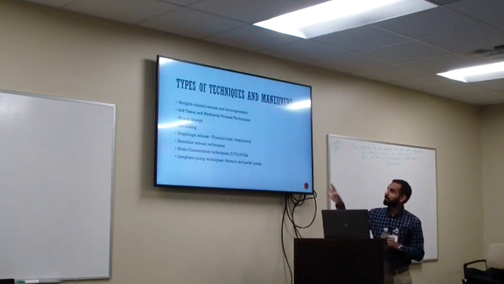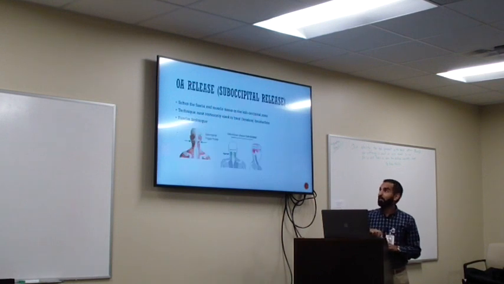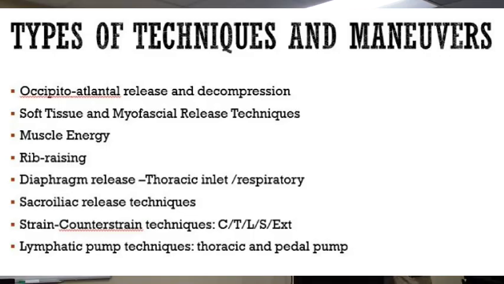And some of these words don't make sense yet, but we'll get to them. So one of the most common, the one that every resident should know how to do, and this is something that you all should also be familiar with, is the OA release. The OA is the occipital atlantal joint, and it's basically where those two green areas are.